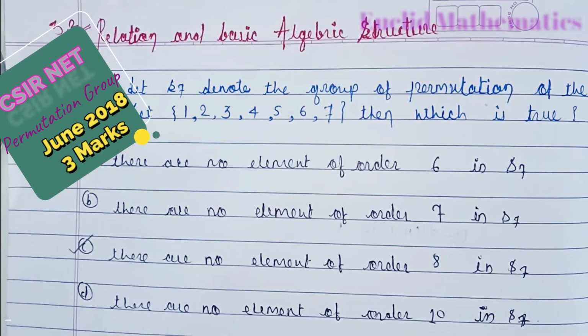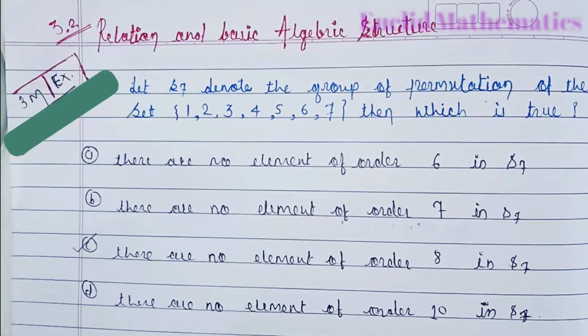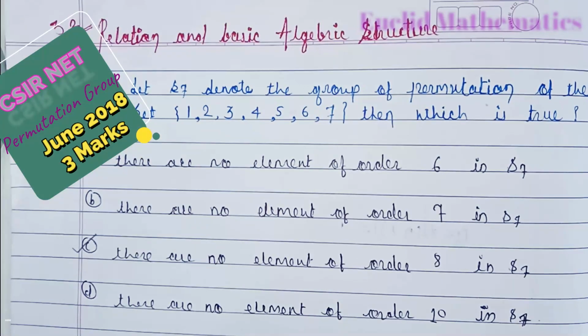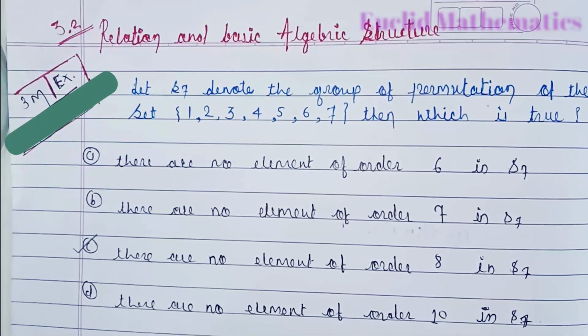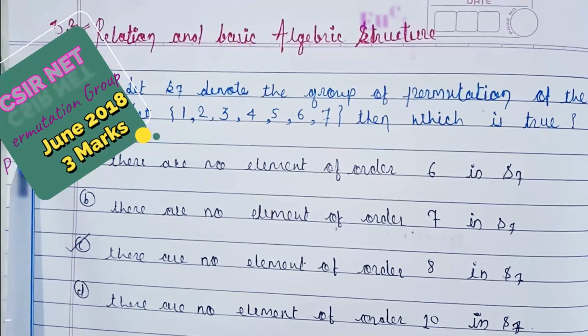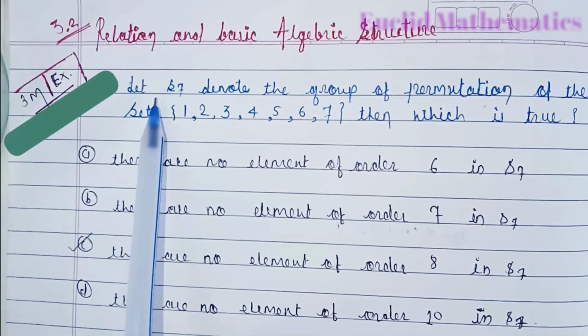Today I'm here with one of the topics from group theory, which is relations and basic algebraic structure. So let's learn this topic with some examples from the NET exam. This example from the NET exam asks for 3 marks, June 2018. Okay, so let's start our example.